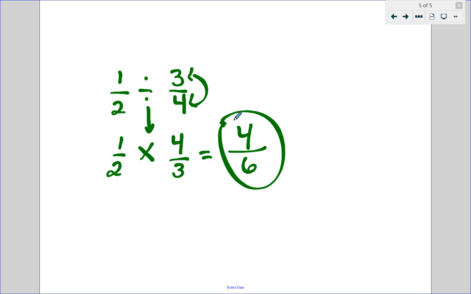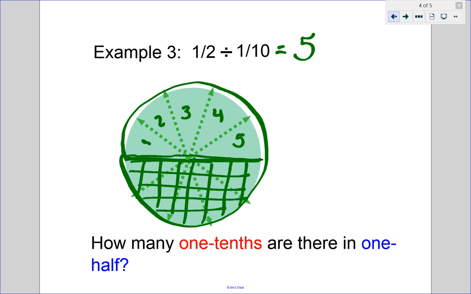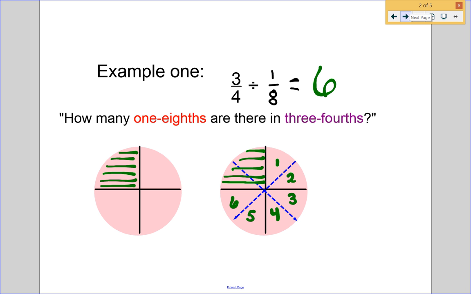But I don't really want you thinking about that part of it. I want you to think more about what we did here. This visual is much easier right now to think about. I take 3/4. I'm going to take a circle and divide it into 4s first. Then divide that into 8ths. 1, 2, 3, 4, 5, 6, 7, 8. You have 8 pieces. Then I want to see how many 1/8ths there are in 3/4. So here's my 3/4. I have 1, 2, 3, 4, 5, 6 of those pieces.